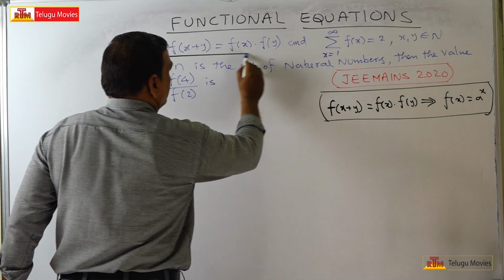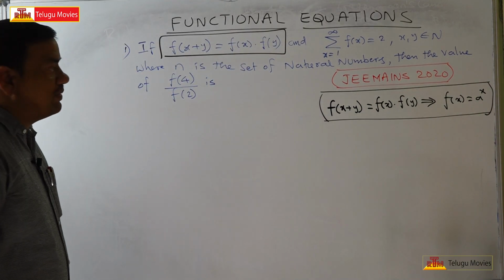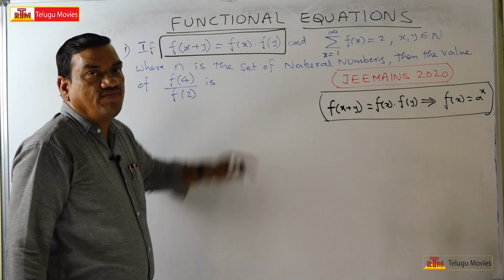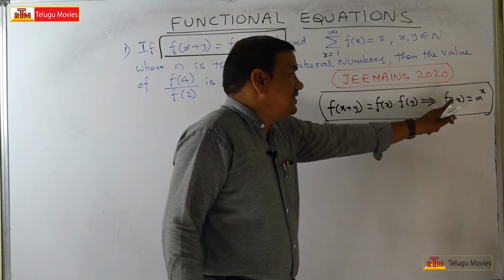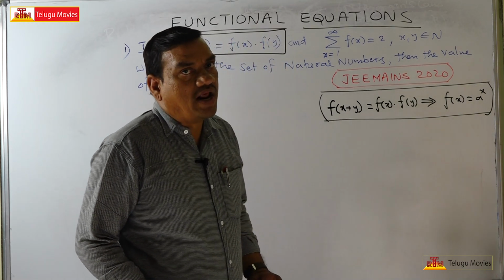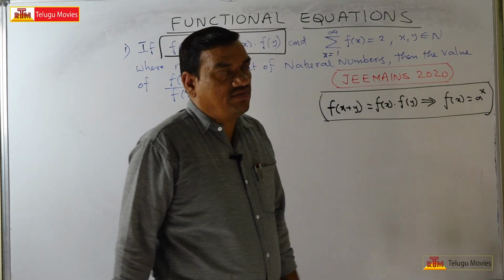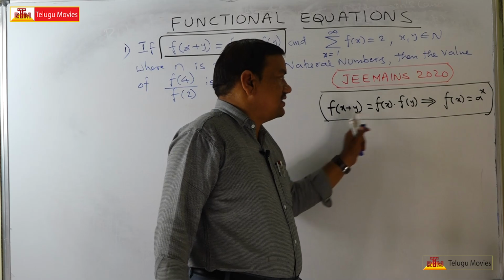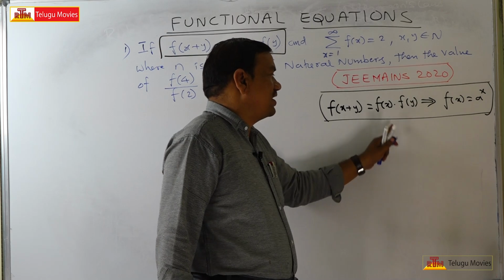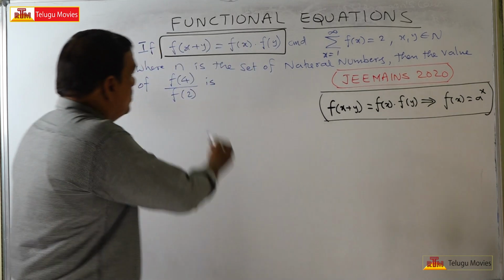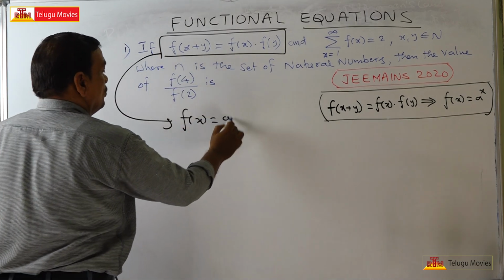For example, you see here, this condition is what we call a functional equation: f of x plus y is equal to f of x times f of y. Yesterday I gave that if f of x plus y is equal to f of x times f of y, then f of x is equal to a power x. This f of x is equal to a power x is the solution of this functional equation. Why? Because a power x plus y is equal to a power x into a power y. Very easy one, right? Now immediately, if it is given, we can take f of x is equal to a power x.